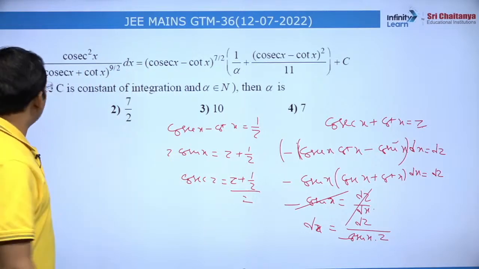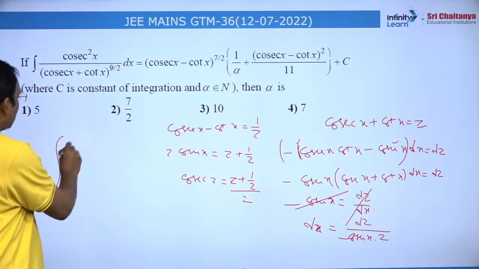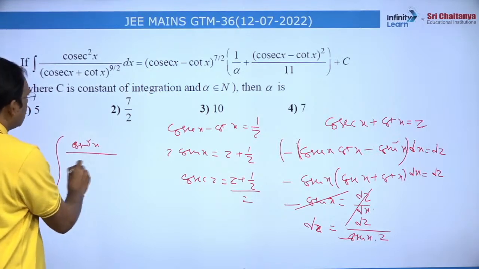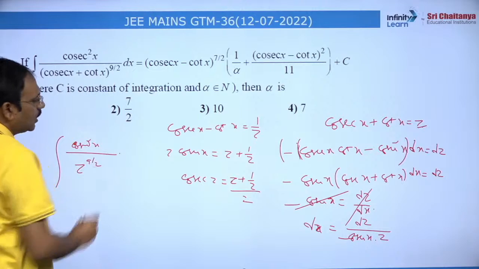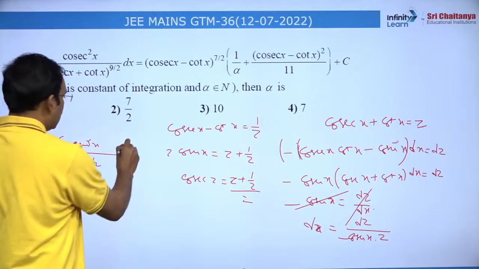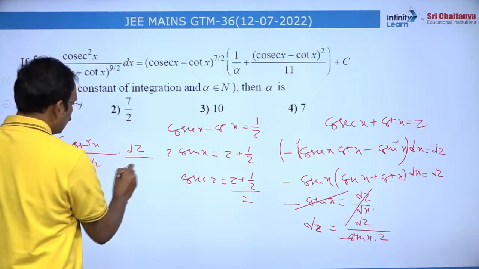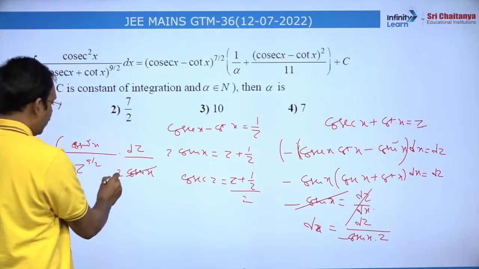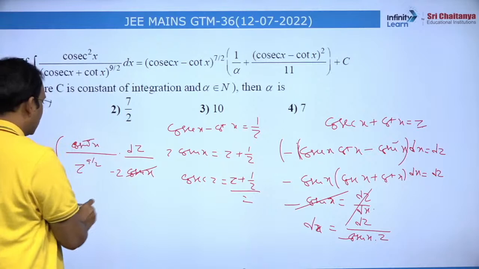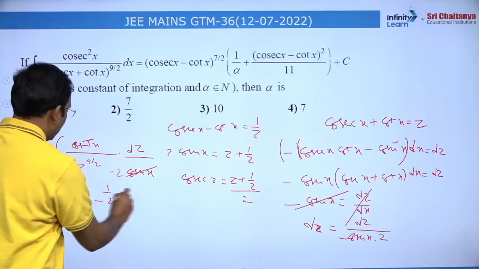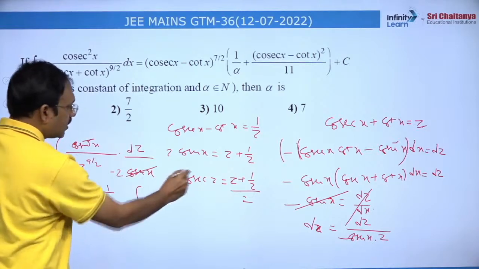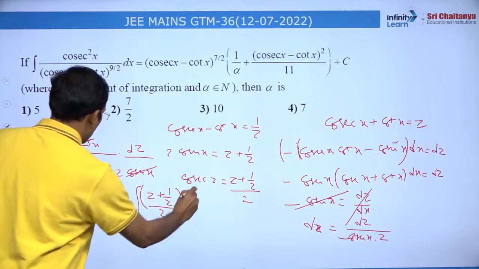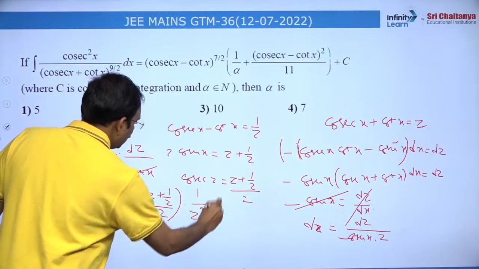Fine. Now dear students, come here: integral cosecant square x by z power 9 by 2 into dx. You can write dx as dz by 2 cosecant x, but of course with minus. So one cosecant x gets cancelled, minus 1 by 2 comes out, and the other cosecant x you can write as z plus 1 by z by 2, into 1 by z power 9 by 2 dz.